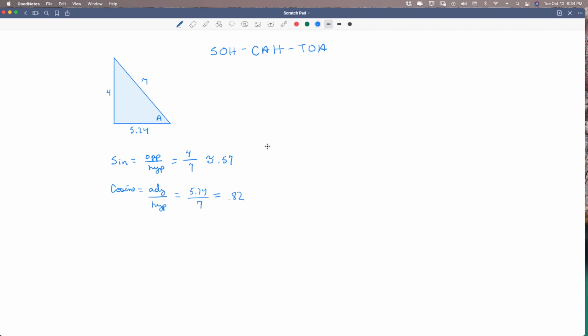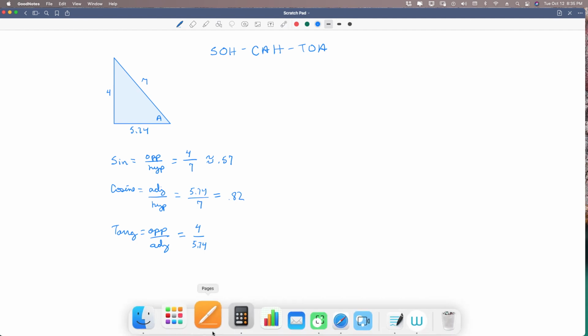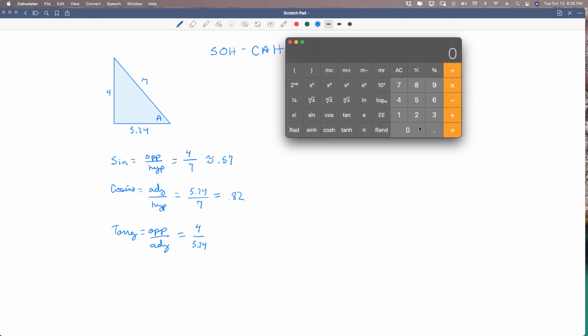All right, so now we are going to do the tangent. So the tangent is equal to opposite over adjacent. So that is equal to the opposite is 4 and the adjacent is 5.74. So that is going to be, let's clear that out, 4 divided by 5.74.